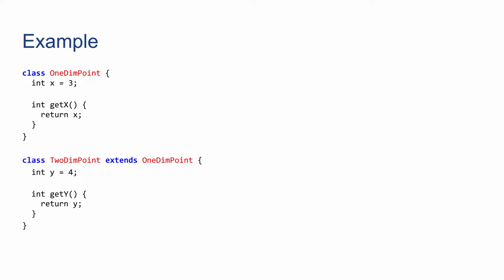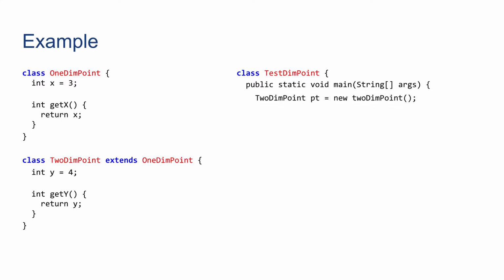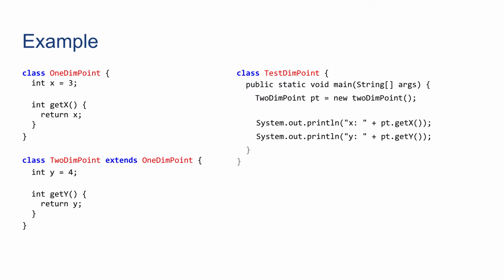So let's see how we can use these classes. We have a test method that will create a TwoDimPoint pt that is a new TwoDimPoint. We can get the x of the pt by pt.getX, and we can print that in this case. We can also get the y dimension of pt by pt.getY, and the output will look like x 3 and then y 4.